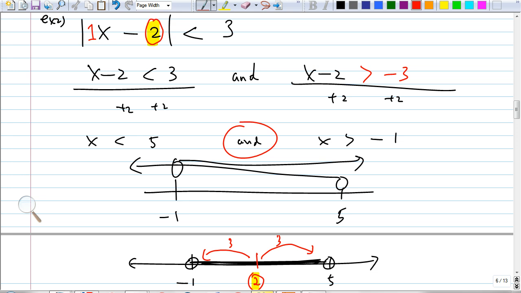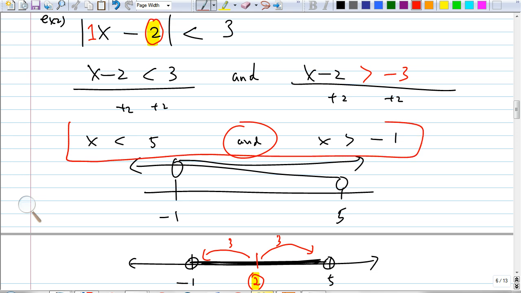Okay. What if I had x plus 2? Where do you think the center will be then? It will be at -2. Does that make sense? It is right. It is the number next to the subtraction symbol, right? So if I have x plus 2, that means it's really x minus -2, right? So that -2 will be your center. So the answer is, guys, here.